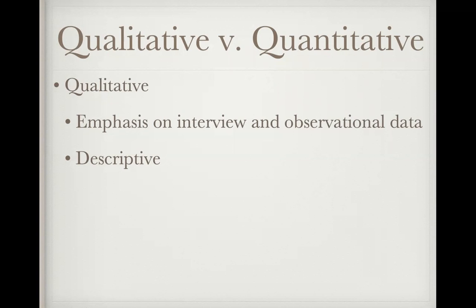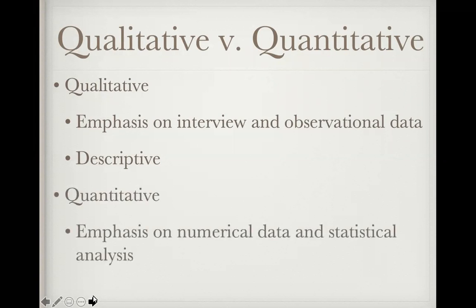Thus, qualitative research. Contrast that with quantitative research, which places an emphasis on numerical data and statistical analysis. Quantitative researchers want to make human behavior as mathematically explainable as possible. They are looking for predictive data. They're trying to predict what will occur based upon information that they have quantified and enumerated in their research.